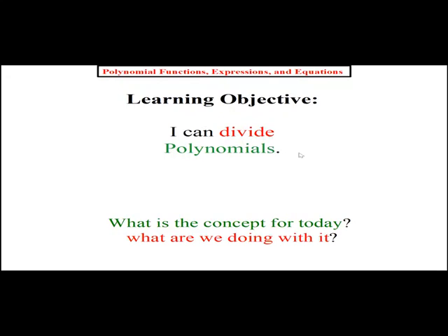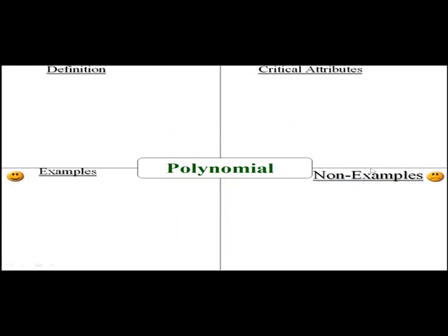All right. So our objective for today: I can divide polynomials. That goes on the bottom left. Can divide polynomials and get a quotient. Let's see. By now you should know the definition, one example, one non-example, and a hashtag. I'll give you guys 2 minutes. Fill that in without looking at your notes. Go.